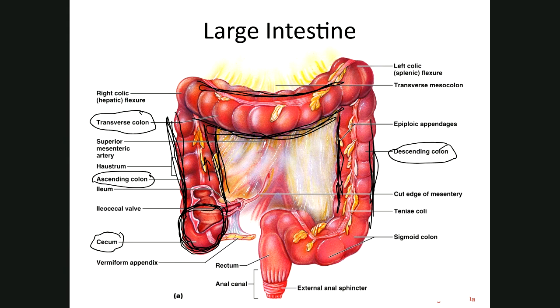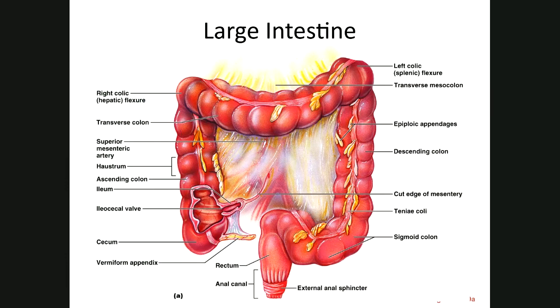And then there's an S shape right here, and this S shape is the sigmoid colon. And then finally there's a straight section, and the word for straight is rectus, so this is called the rectum. And then the very last part is there's an anal canal and then the anus. So those are the regions. So let's talk about these regions.